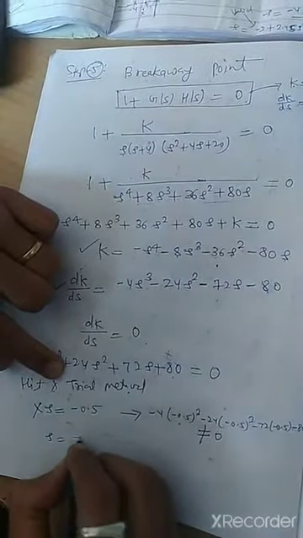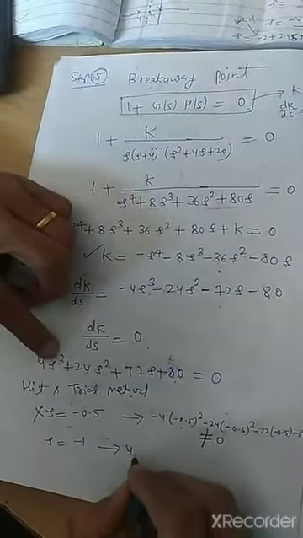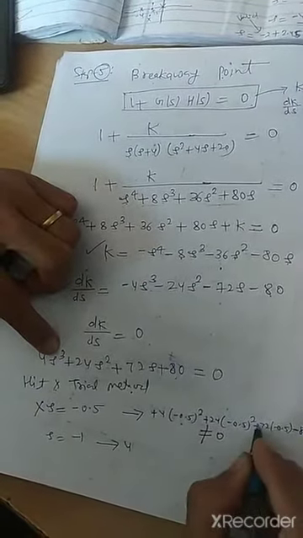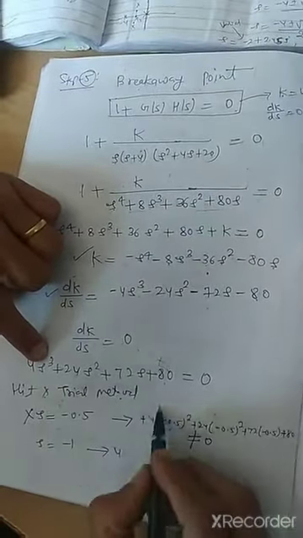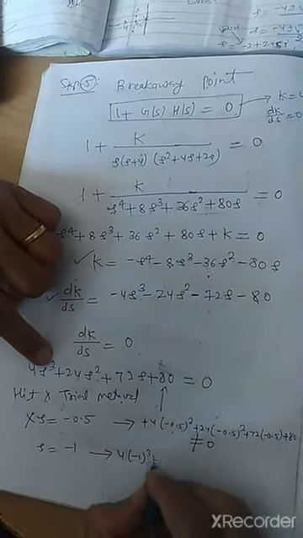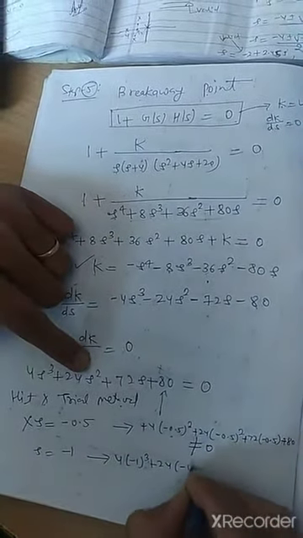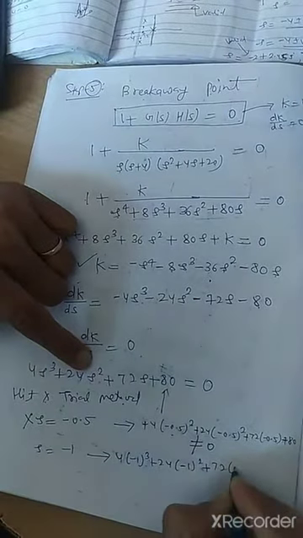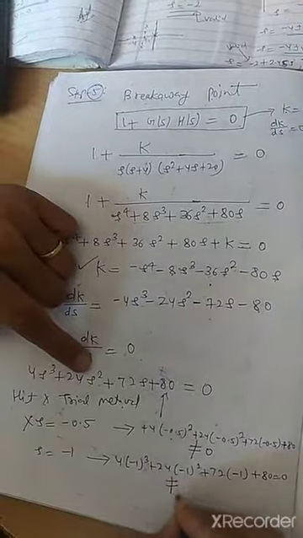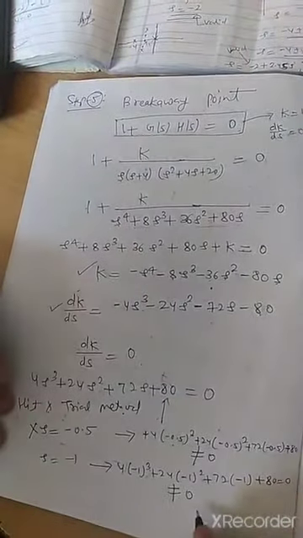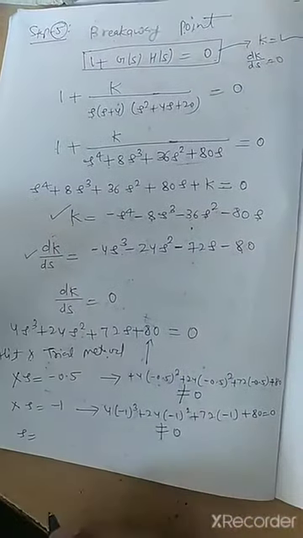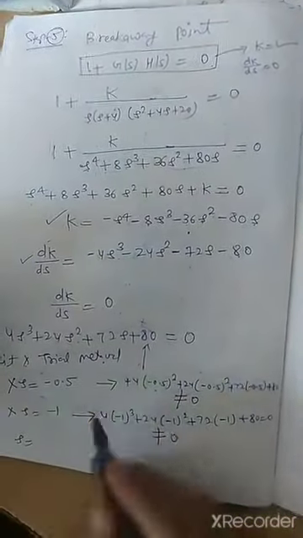Now we put s equal to minus 1. So in this equation we have to put 4, then s cube, so minus 1 cube, plus 24, s square, so minus 1 square, plus 72, so minus 1, plus 80 equal to 0. But this is not equal to 0. We just found this with the help of a calculator, but it is not equal to 0. So we will not use this one. This is rough work.